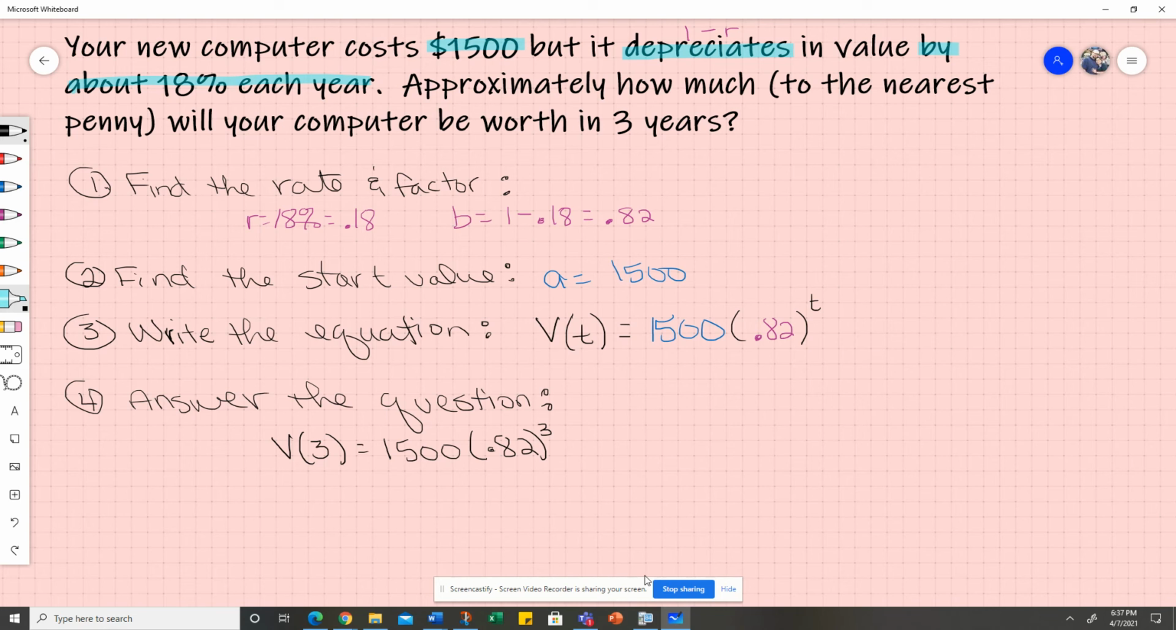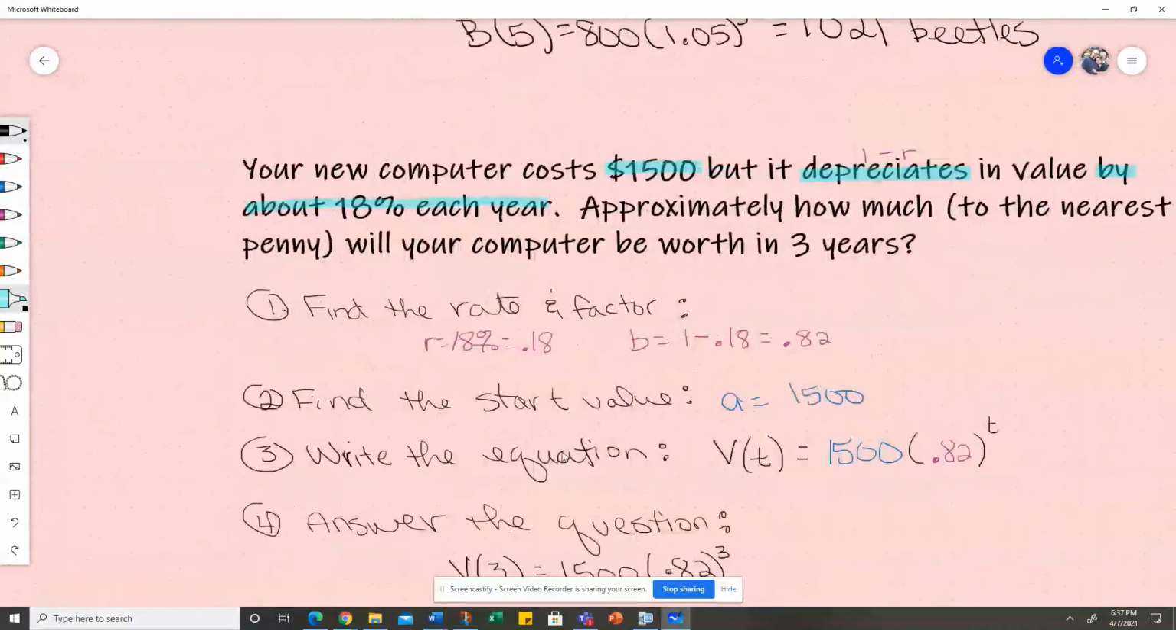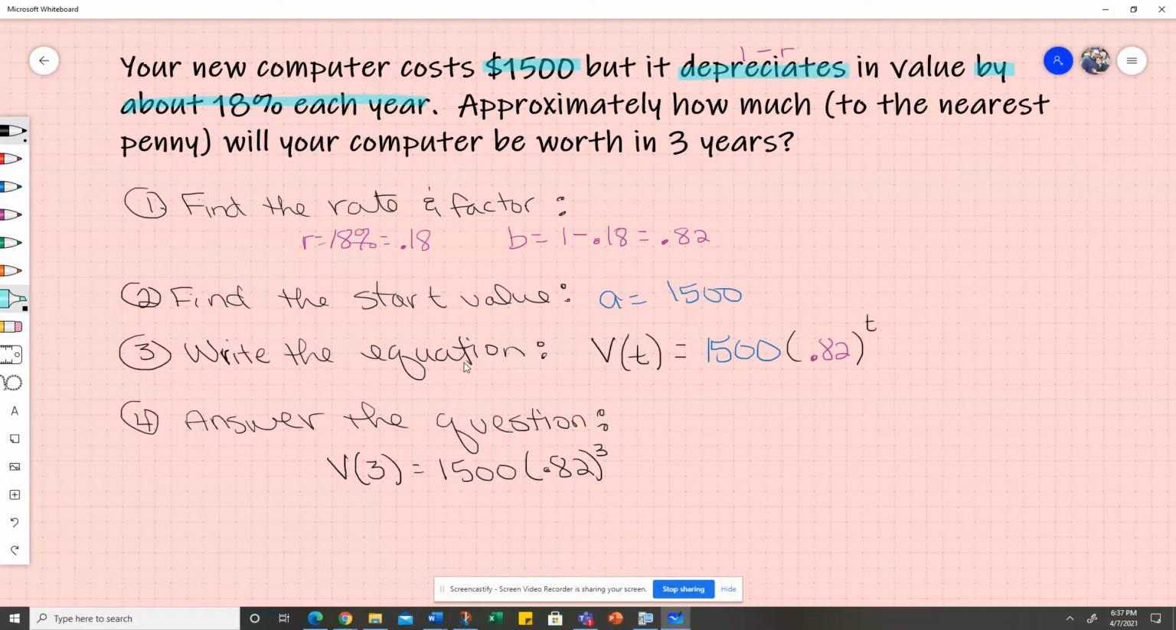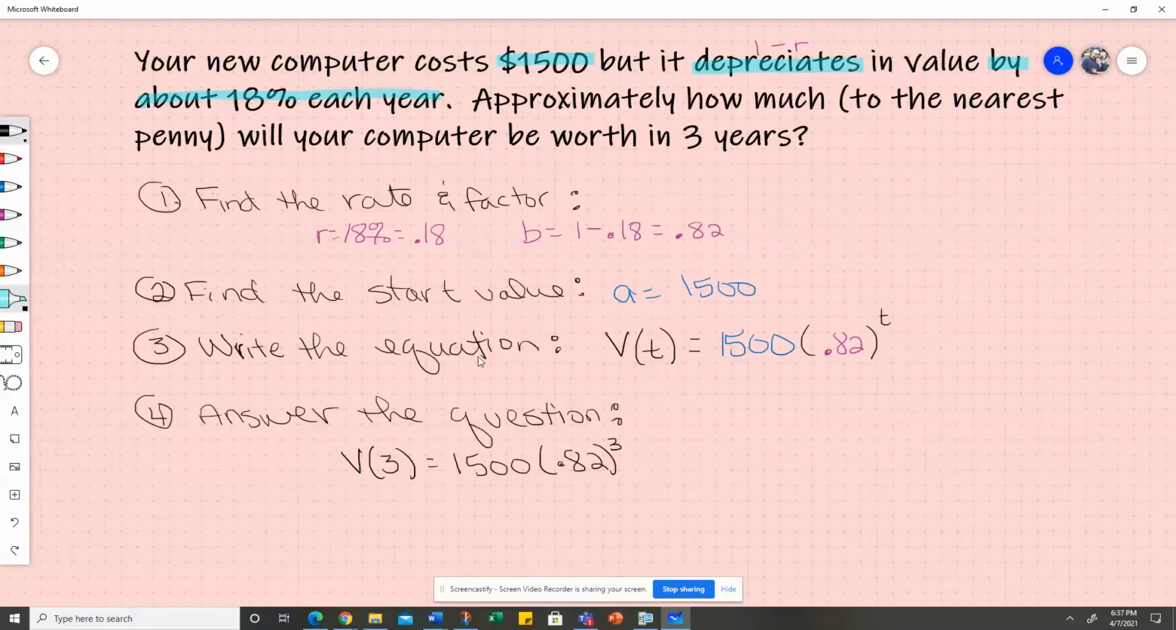Again, don't expect you to do this math in your head. You pull up whatever calculator you have. You can use a simple 4-function calculator.